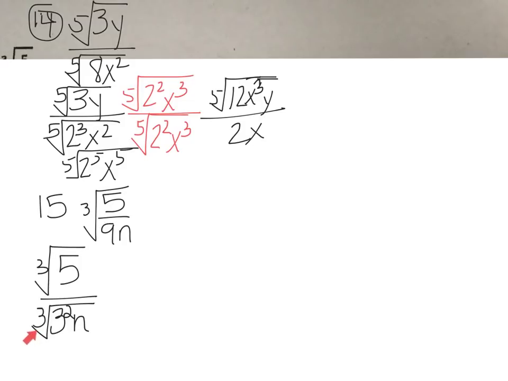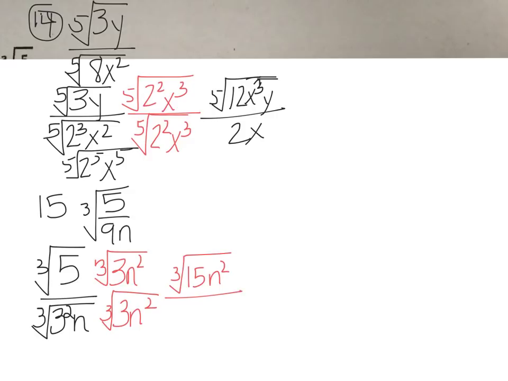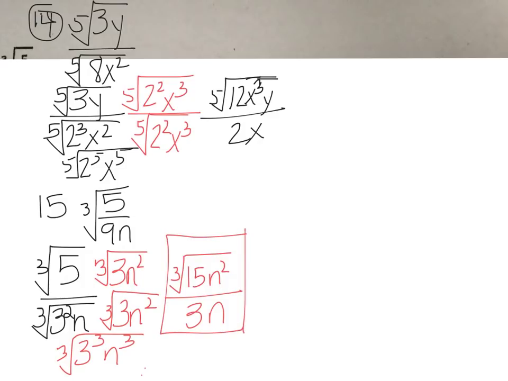This is a cube root, so that means I need 3 of whatever I have to get it out of the radical. So if I already have two threes, I need 1 more, and if I already have 1 n, I need 2 more. So I have to multiply the denominator by the cube root of 3n squared. And whatever I do to the denominator, I have to do to the top, 3n squared. So I have the cube root of 15n squared in the numerator. And remember, when we multiply this together, we end up with 3 cubed n cubed. That was the whole point. So that when I take the radical of the bottom, I get 3n. And that's the final answer for number 15.